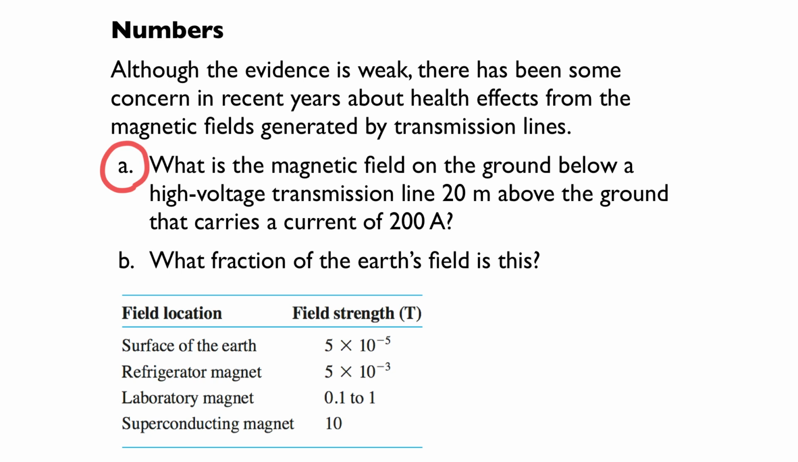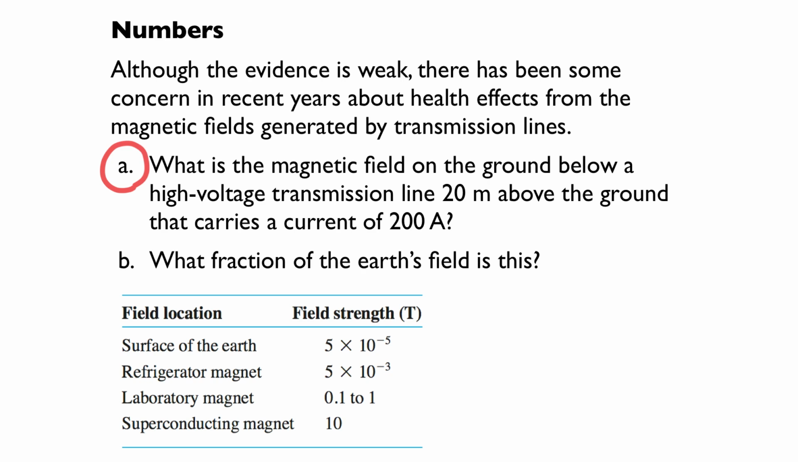Now, the first thing we're going to do, of course, is to strategize. In my strategize step, I'm going to say, I am going to be computing the magnetic field from a line of current, because it's a transmission line. So it's a big wire carrying a current in a single direction. So I'm looking at the magnetic field from a current carrying wire.